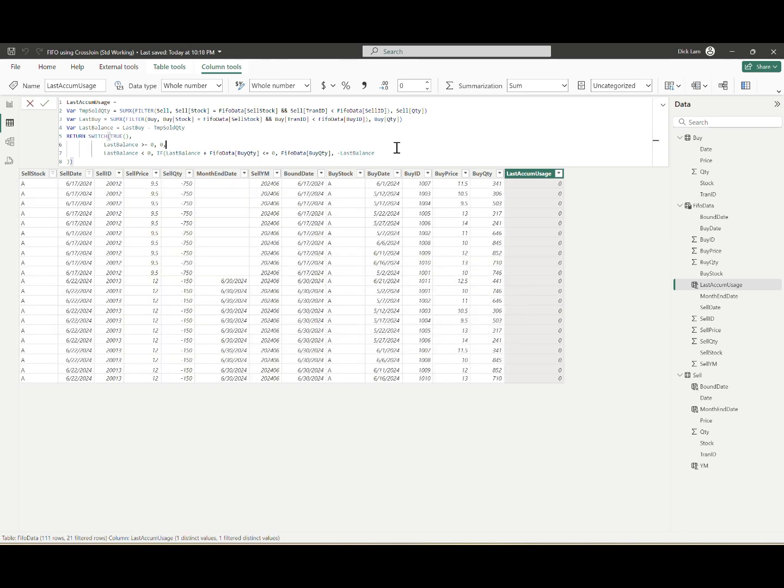Okay, why? Let me double check again. The temp sold quantity is negative. Yeah, because remember in the sale data table, all the quantity is negative. And then this one is positive. Oh, last buy minus sold quantity. No, we should use plus. Bingo. You see that? Let's double check.